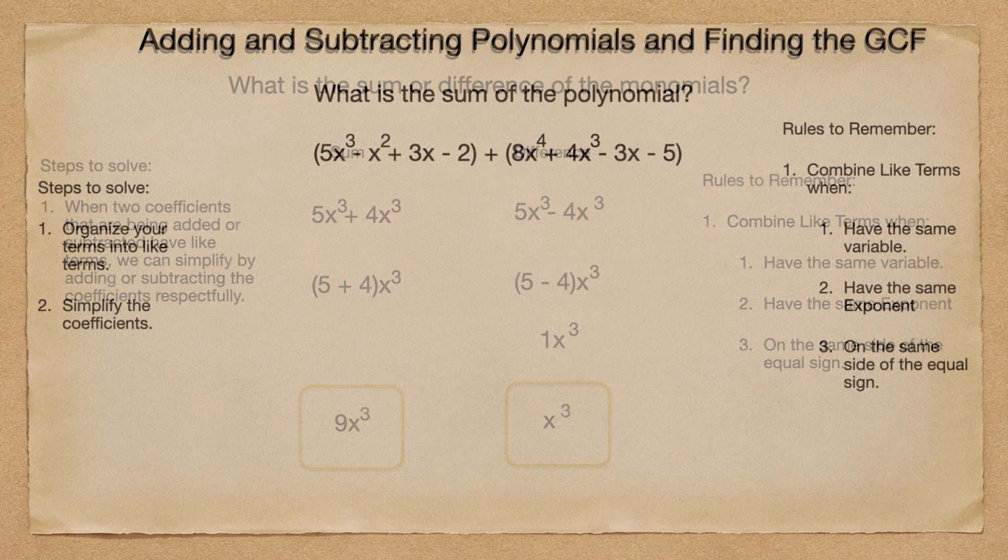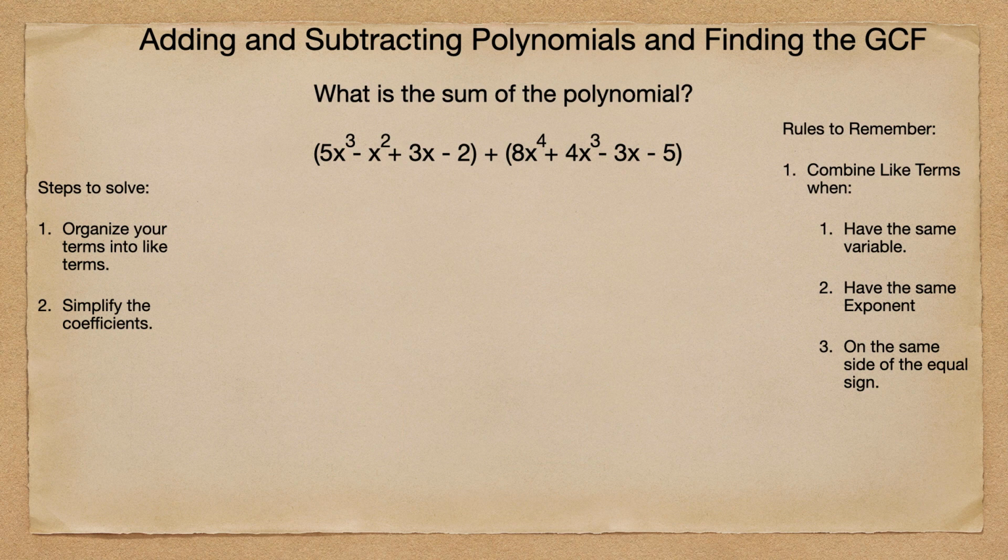Let's take a look at when it's a large polynomial. Here we're going to be doing the sum of this polynomial: 5x cubed minus x squared plus 3x minus 2, all being added to 8x to the fourth plus 4x cubed minus 3x minus 5. So we're going to want to begin by organizing our terms.